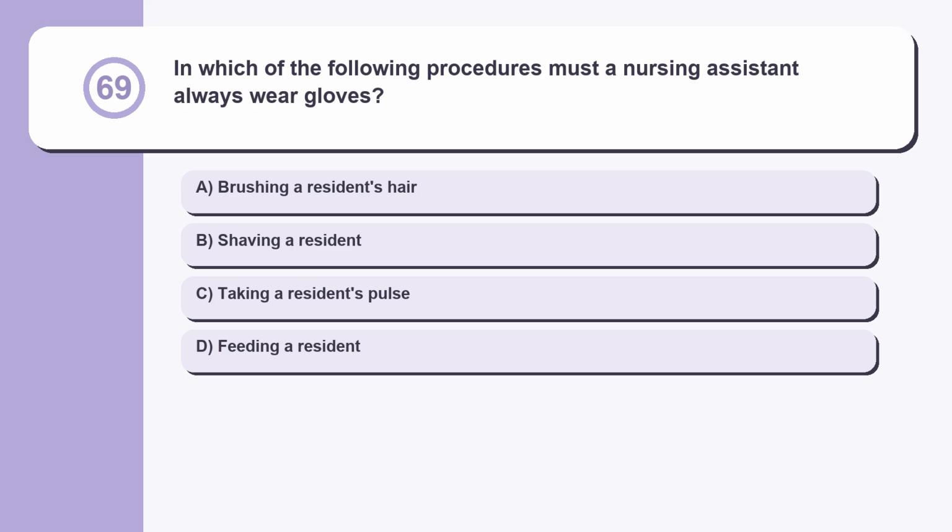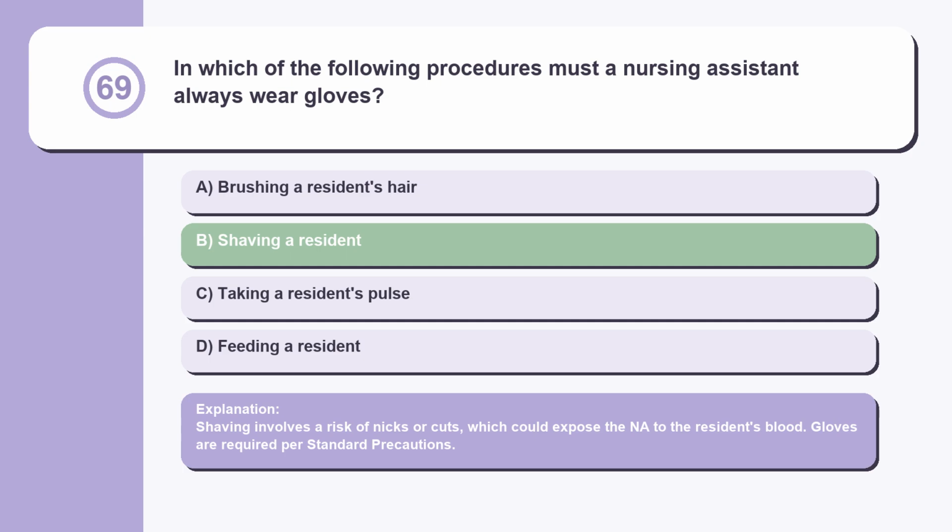Question 69. In which of the following procedures must a nursing assistant always wear gloves? Brushing a resident's hair, shaving a resident, taking a resident's pulse, feeding a resident. Shaving involves a risk of nicks or cuts, which could expose the NA to the resident's blood. Gloves are required per standard precautions.